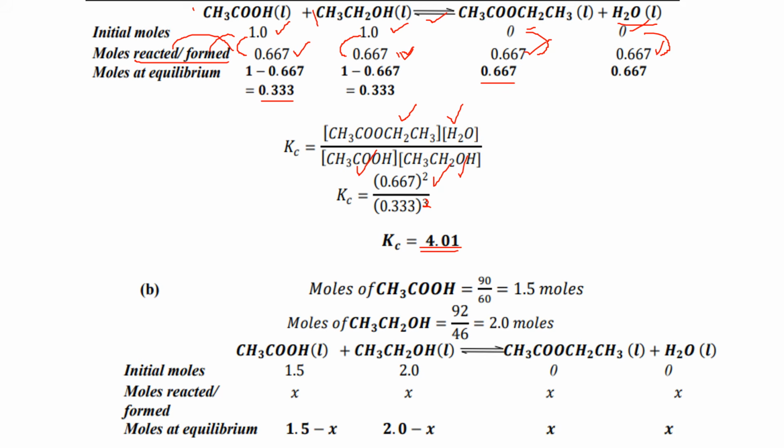Now in part B, you are also given mass. You are given a mass of 90 of ethanoic acid. So to get the number of moles, it's going to be 90 divided by 60, and you are going to get 1.5 moles.